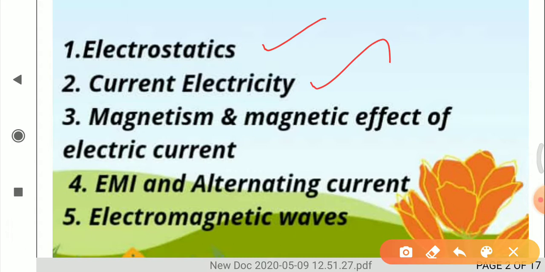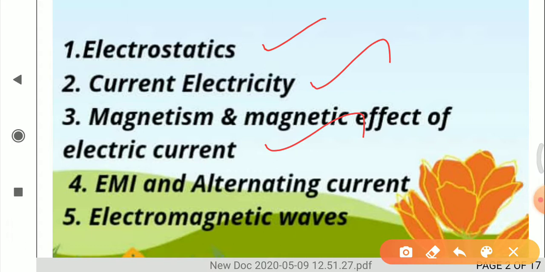Then the third chapter is magnetism and magnetic effect of electric current. In this chapter we are going to discuss the basic properties of magnetism, and how the magnetic field is produced by a current carrying conductor, and everything related to it.